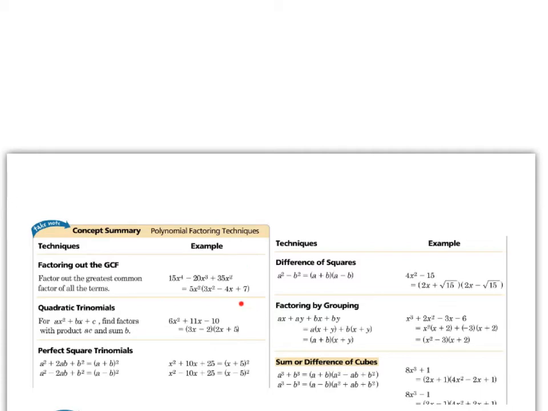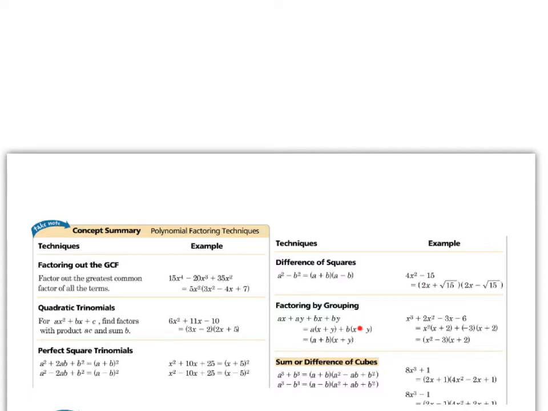Our quadratic trinomials, we really want to remember that they're going to factor into two binomials. Perfect square trinomials, we'll look at those examples today. It's when this trinomial, written in standard form, will factor into two of the exact same factors. Difference of squares should be somewhat familiar. It's when you have a perfect square minus a perfect square. It factors into the square roots of those things. One's plus, one's minus. Please don't do it when it's a square root.